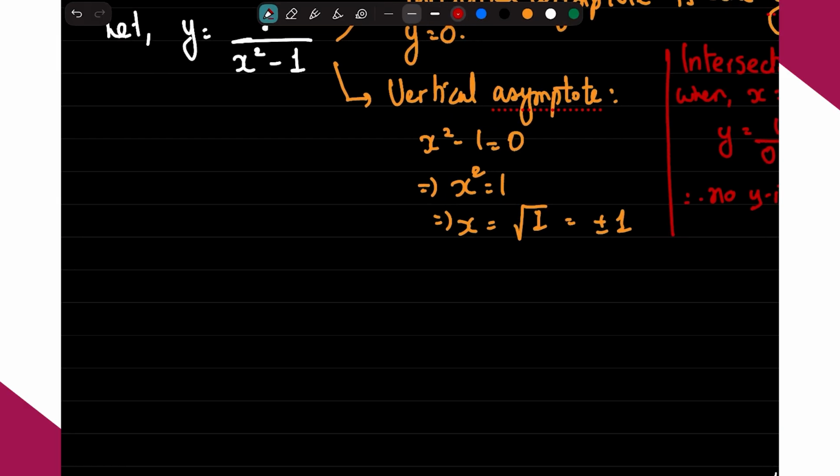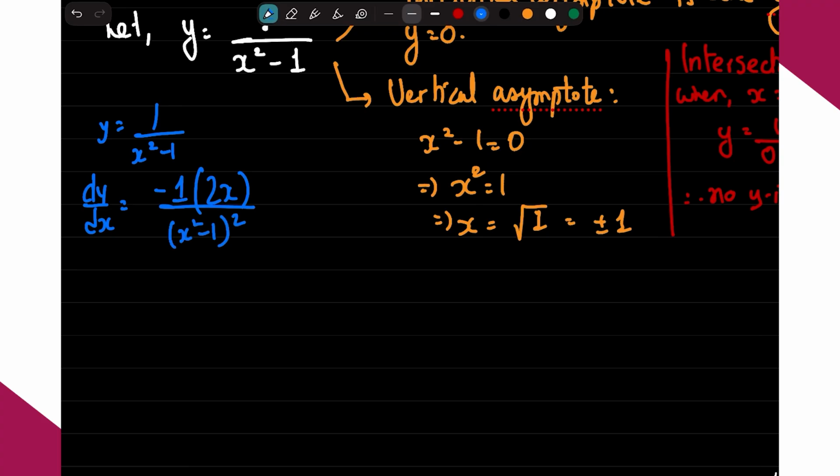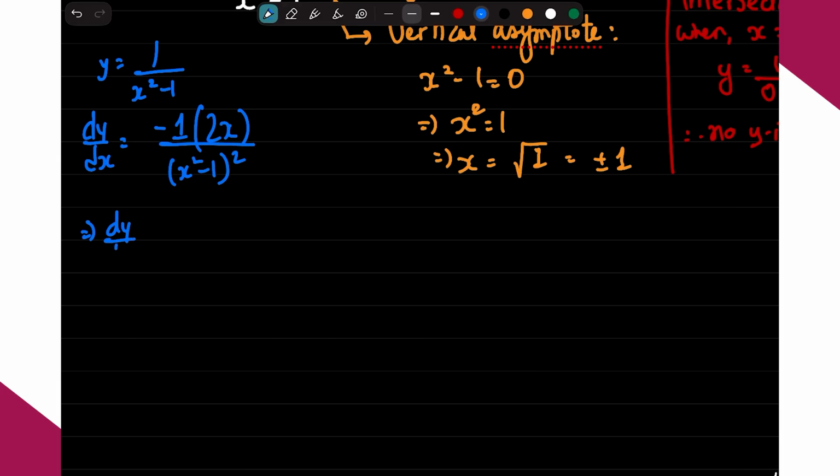But that's not our concern. What we also want to do is differentiate the function. We want to say that y is equal to 1 over x squared minus 1. So dy over dx is going to be -2x divided by (x squared minus 1) squared. I'm not going to show you the differentiation because I'd assume you have already done this in your A-level mathematics, just to make the process quick.